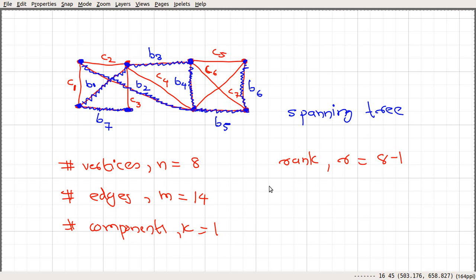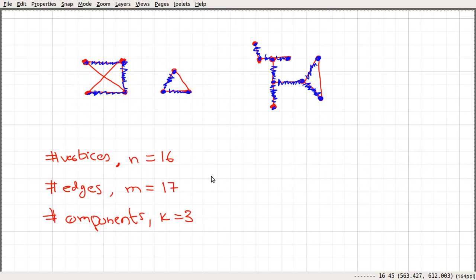And the nullity of this graph, denoted by mu, is nothing but m minus r. Here r is 7, so the nullity of this graph is 14 minus 7, which is equal to 7. And one important thing to see here is that if you add the rank and nullity, you get the number of edges: 7 plus 7 is 14. So let's look into one more example.